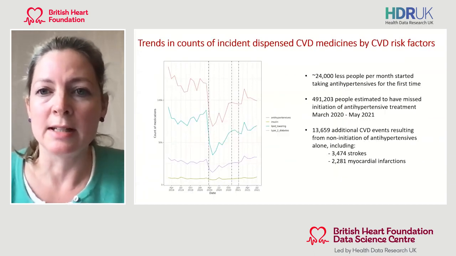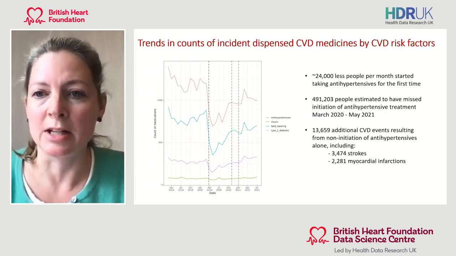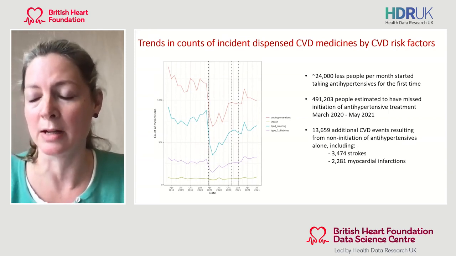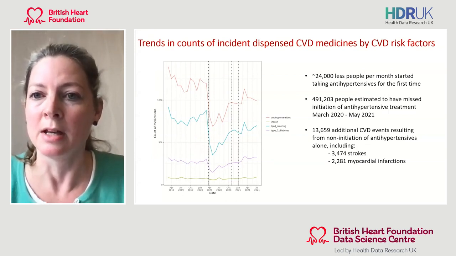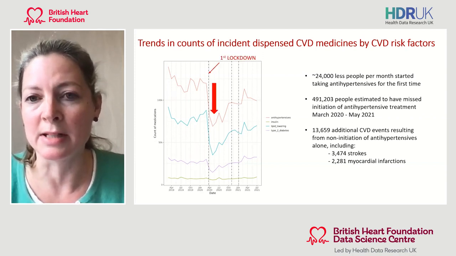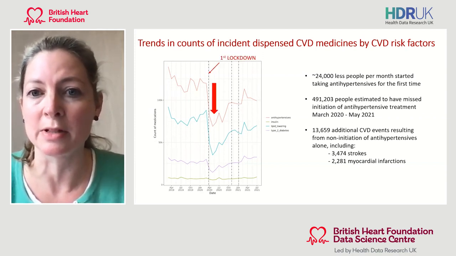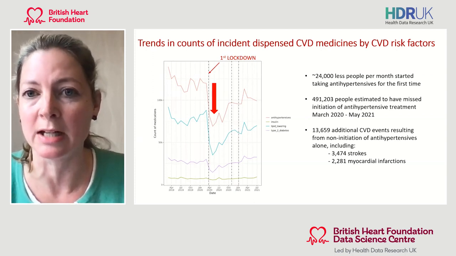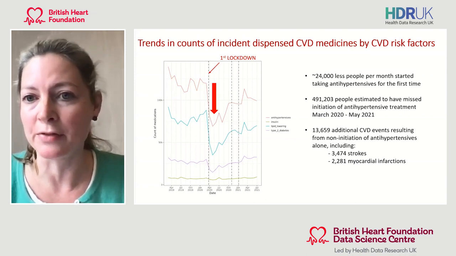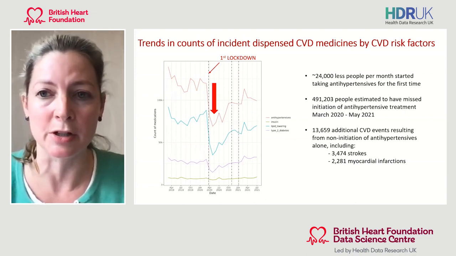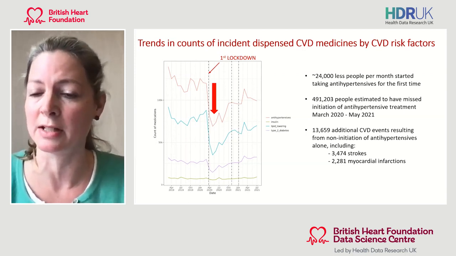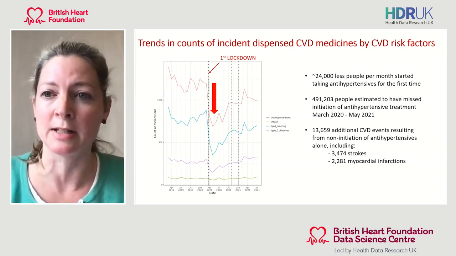We also looked at trends in counts of incident medications. And by incident medications, we mean the first time a person was given a medication within a particular CVD risk factor subgroup. So, for example, looking at the top red line, this is the antihypertensive group, and you can see that there was a marked drop immediately following the first national lockdown. And comparing pre-pandemic trends to after the first national lockdown, we estimate that approximately 24,000 fewer people every month are taking antihypertensive treatments for the first time than had those pre-pandemic trends continued.